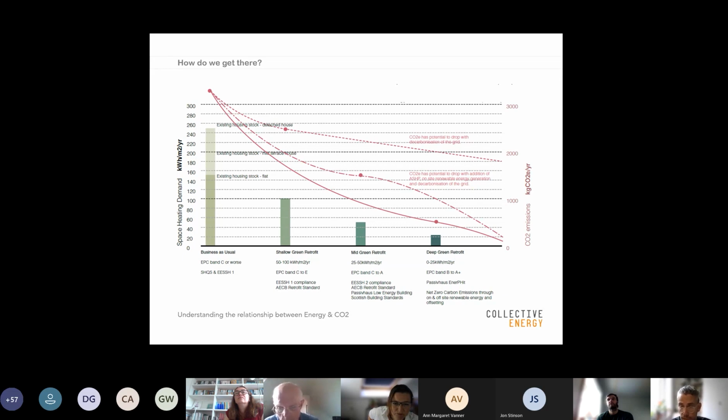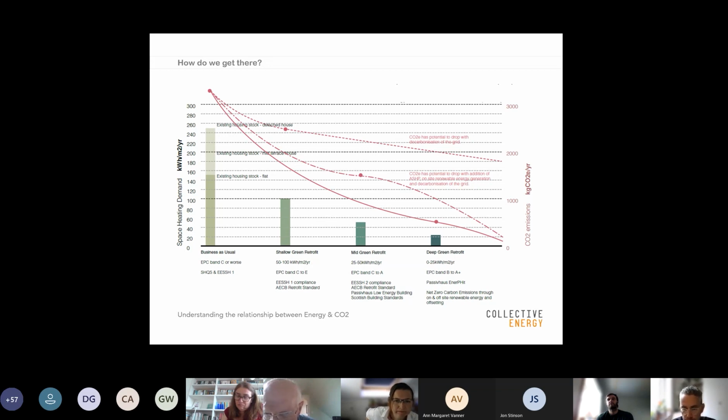EnerPHit can be applied as EnerPHit Classic or EnerPHit Premium, where you're effectively generating energy on site to reduce your energy demand. The other factor within here, which you'll see in the red, is the potential for grid decarbonization to help you. These are hypothetical extents to which CO2 emissions can be reduced, based on some high-level modeling that we've been doing.